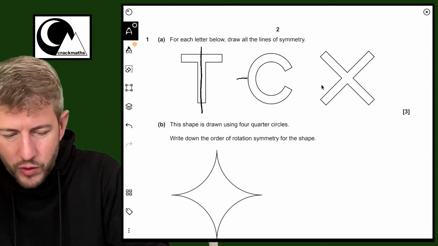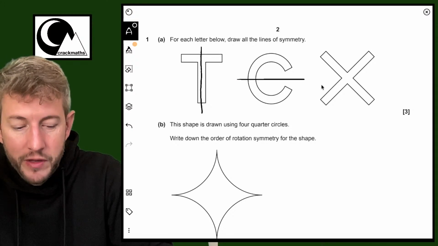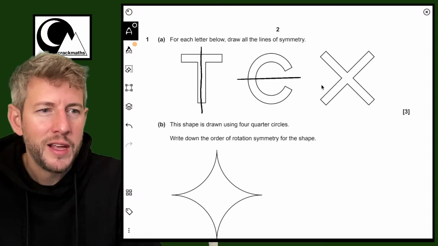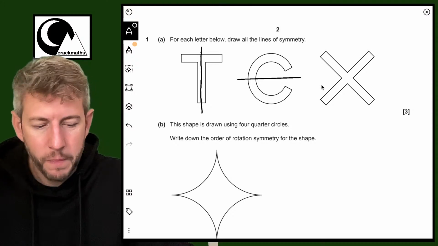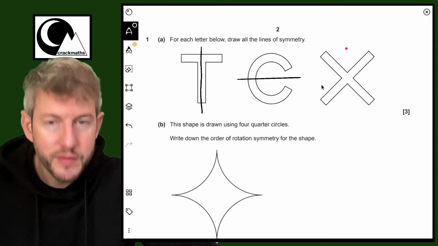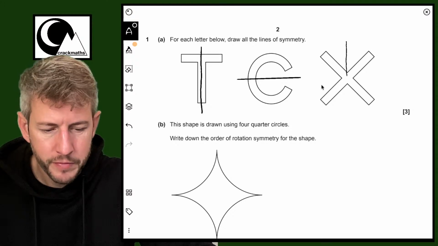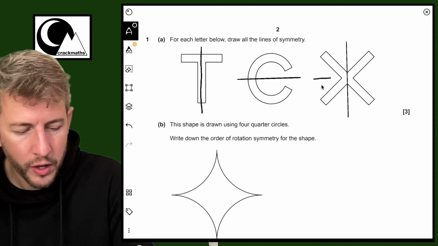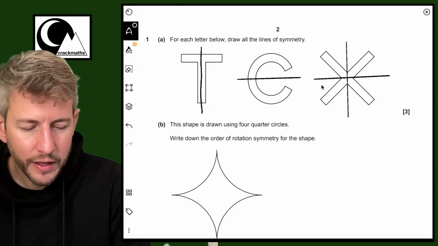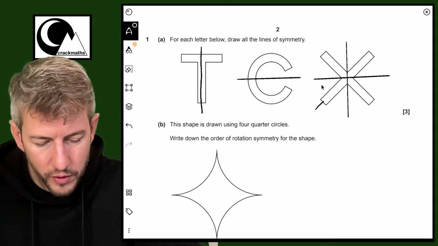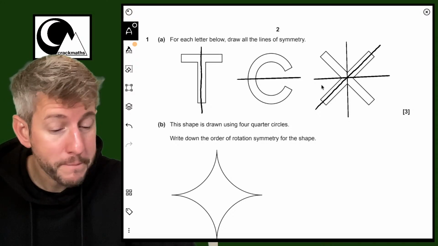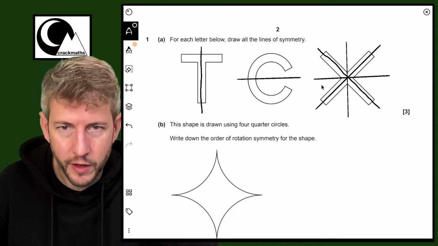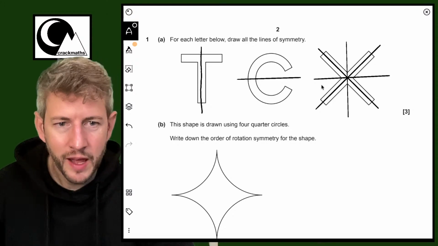So to do the C, I'm going to draw a line along there, because that's how it would reflect. And then lastly, we've got this shape here, which is going to have quite a few lines of symmetry actually. It's going to have one down here, and then one across here. But then it's also going to have one that goes through this way, and we will have one that goes through this way as well.